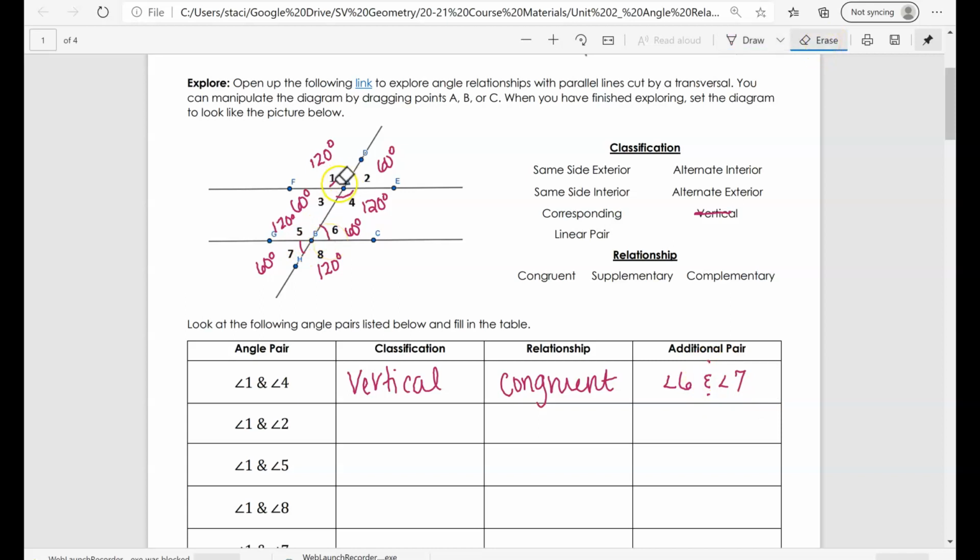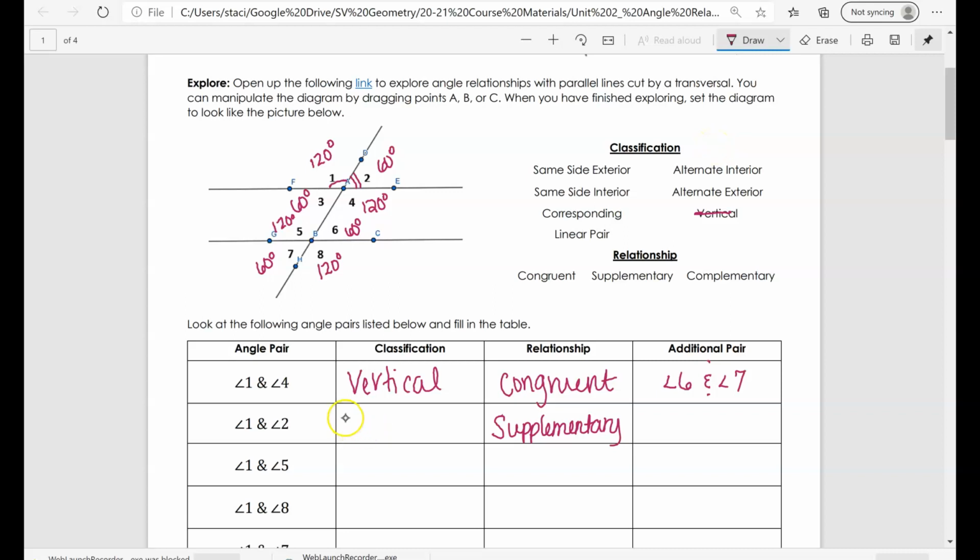Okay, let's look at our next angle pair: angle 1 and angle 2. When you look at these, you'll notice they are definitely not the same, so we know they're not congruent. When we look at 126 degrees, we see that these are supplementary. This should remind you of the supplementary relationships we talked about last week. But when you look at the classification, we're actually going to give this pair of angles a new name. Look at what we have remaining.